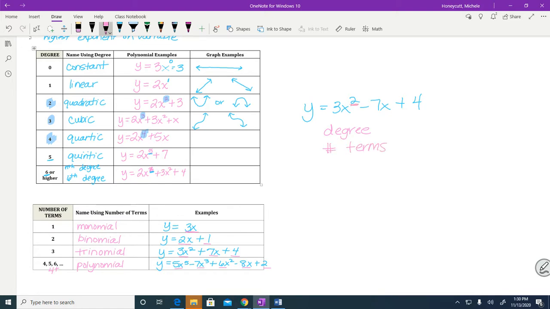So I see the degree is 2. So that means if the degree is 2, I would call this quadratic. The number of terms, there's 1, 2, 3 terms, which makes it a trinomial. So I would classify this polynomial as being a quadratic trinomial.